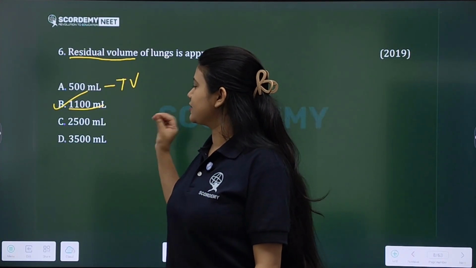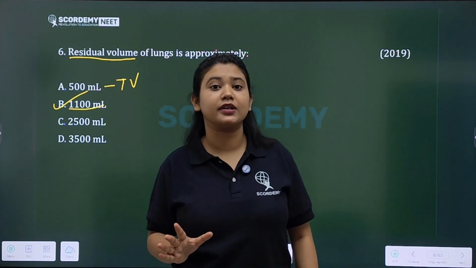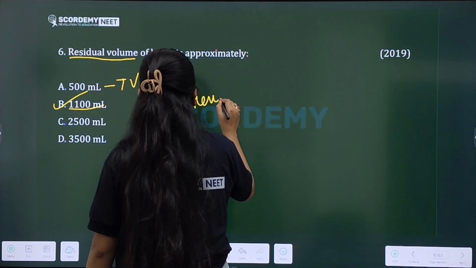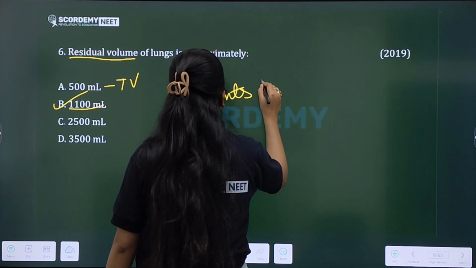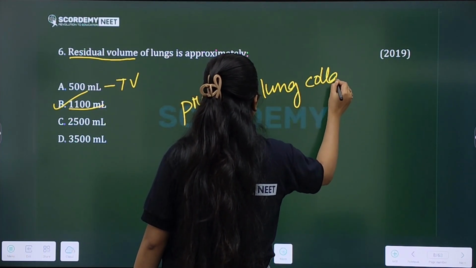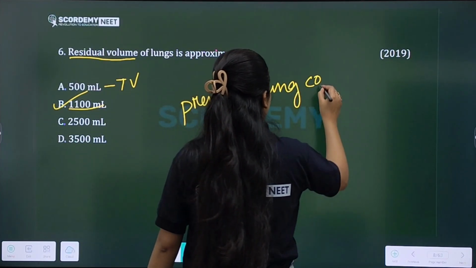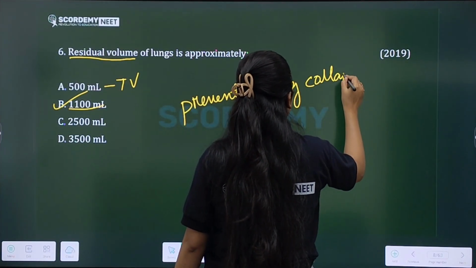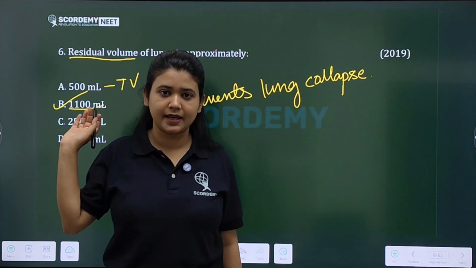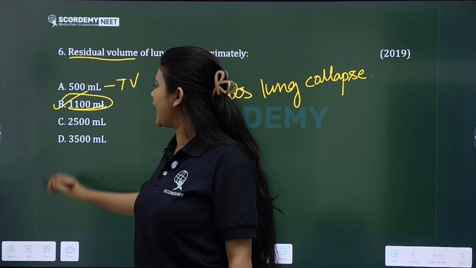This amount of air is known as the residual volume, and it is very important because it prevents lung collapse. So residual volume is very important for our respiratory system. Remember this figure: 1100 ml.